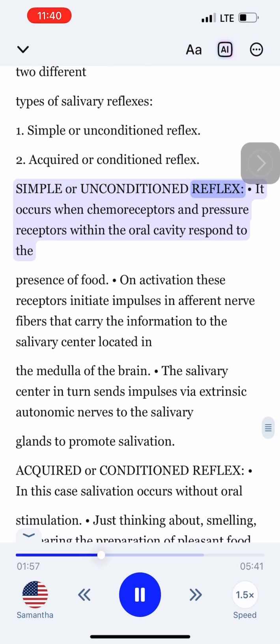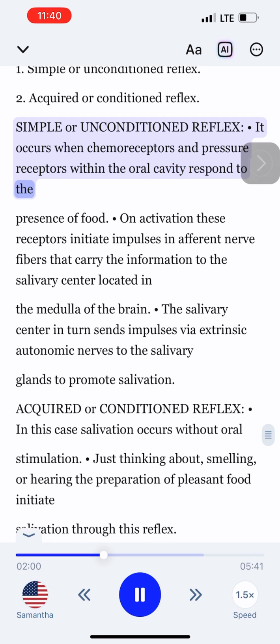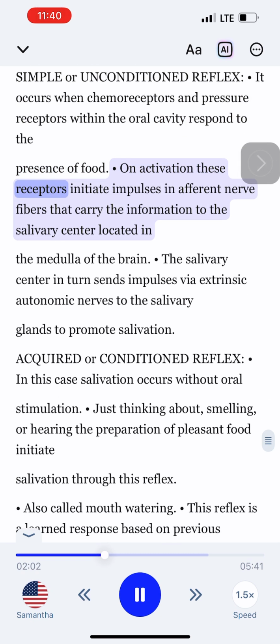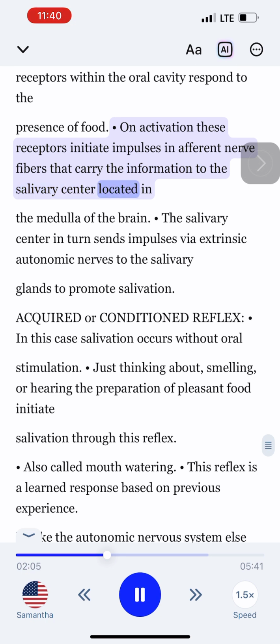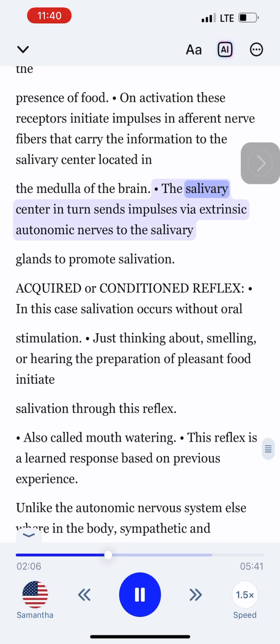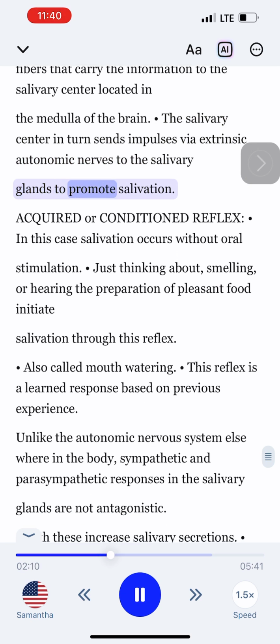Simple or unconditioned reflex. It occurs when chemoreceptors and pressure receptors within the oral cavity respond to the presence of food. On activation, these receptors initiate impulses in afferent nerve fibers that carry the information to the salivary center located in the medulla of the brain. The salivary center in turn sends impulses via extrinsic autonomic nerves to the salivary glands to promote salivation.